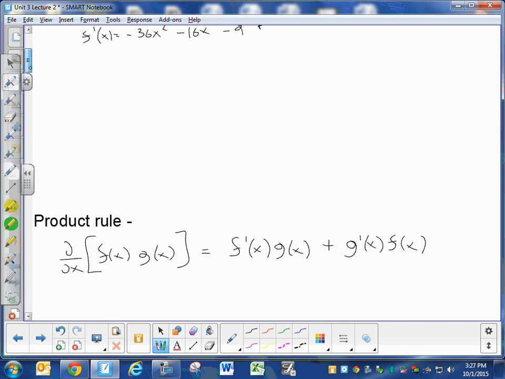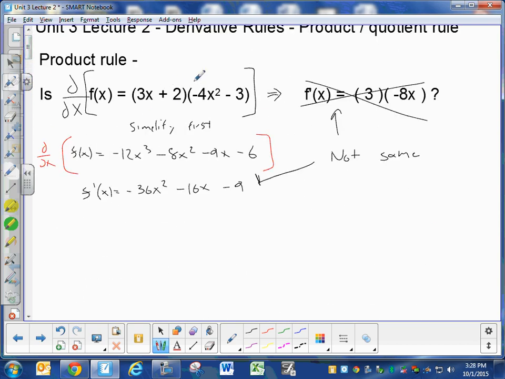Well, let's go back to our original guy, this 3x plus 2 and the -4x squared minus 3. Maybe we didn't want to simplify when we took this derivative. Maybe instead, now that you have this product rule in your arsenal, you say, you know what, I'm just going to use the product rule. Let's see if we get the same thing. Well, here we go. I'll get f prime is equal to the derivative of my first, which is 3, times the second, plus the derivative of my second, -8x, times the first.